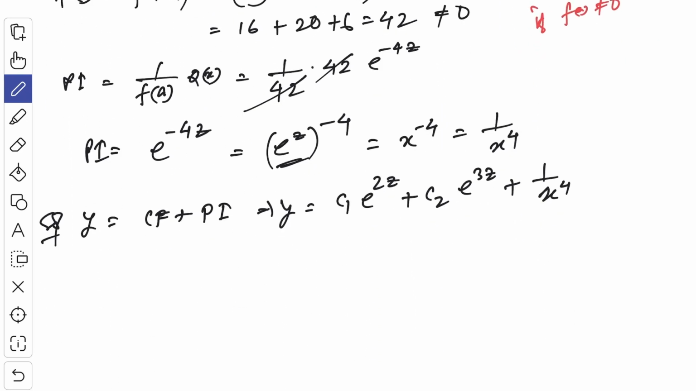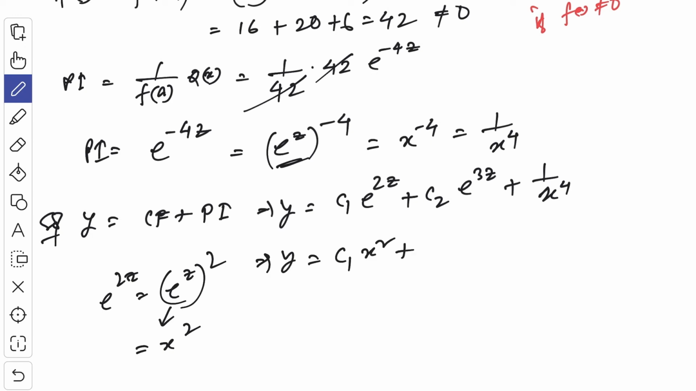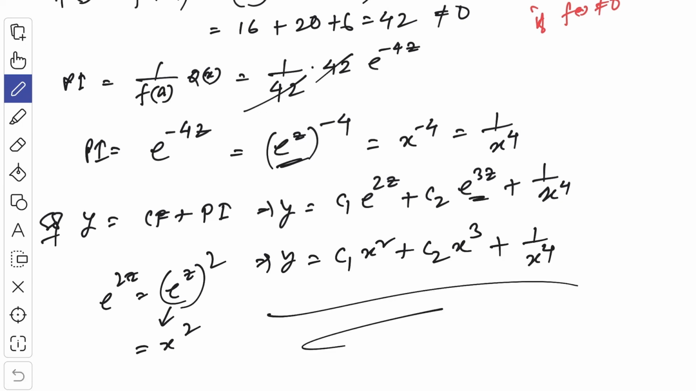Now one more thing. e to the power 2z can be written as e to the power z whole squared, and e to the power z is nothing but x, so this becomes x squared. So our solution will be y equals C1 x squared plus, similarly, C2 x cubed plus 1 by x to the power 4. This is the required solution. That's how we can solve this kind of equation. Hope you have understood.